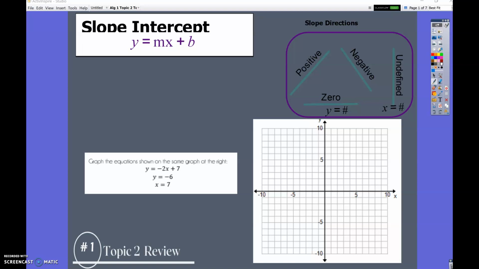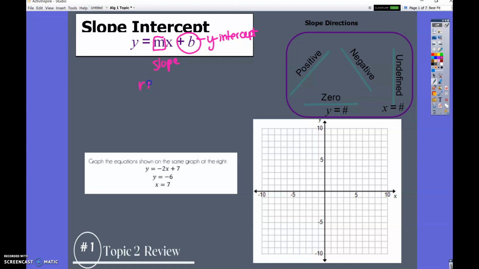This video will follow along with your Topic 2 review for Algebra 1. In Problem 1, they're asking you to graph equations on a grid. Remember slope-intercept form, and it tells you the b value is your y-intercept. Be sure to pay attention to the sign so you can know if it's positive or negative. The m will tell you the slope.